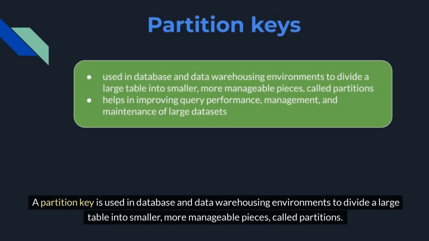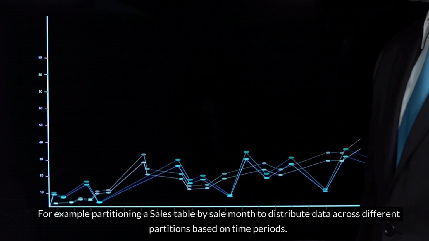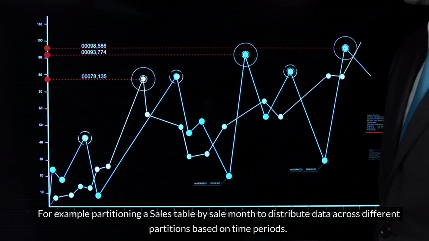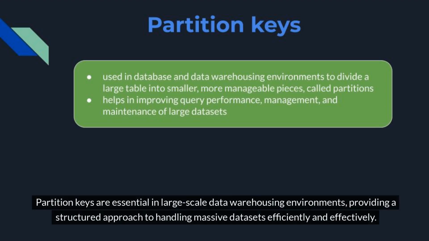A partition key is used in database and data warehousing environments to divide a large table into smaller, more manageable pieces called partitions. This division helps in improving query performance, management, and maintenance of large datasets. For example, partitioning a sales table by sale month to distribute data across different partitions based on time periods. It helps in optimizing query performance by allowing the database to read only relevant partitions instead of scanning the entire table. Partition keys are essential in large-scale data warehousing environments, providing a structured approach to handling massive datasets efficiently and effectively.